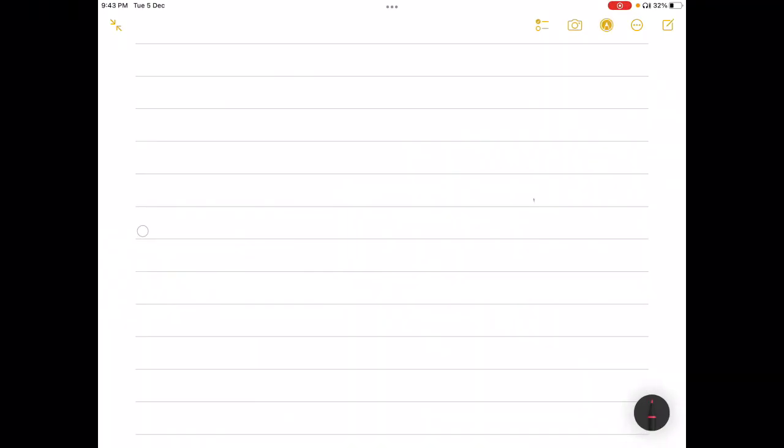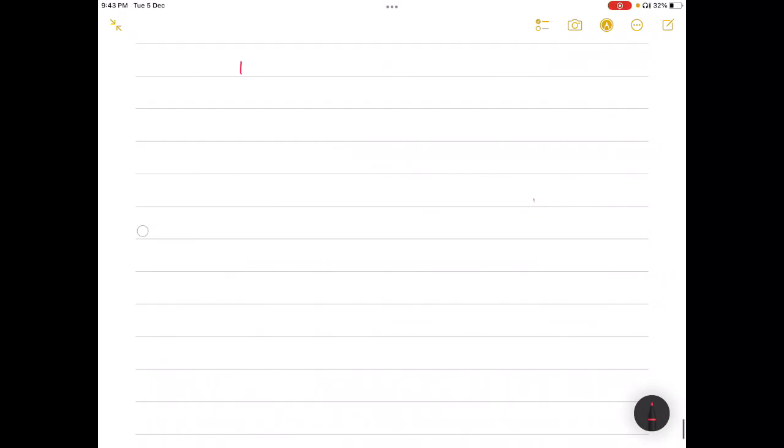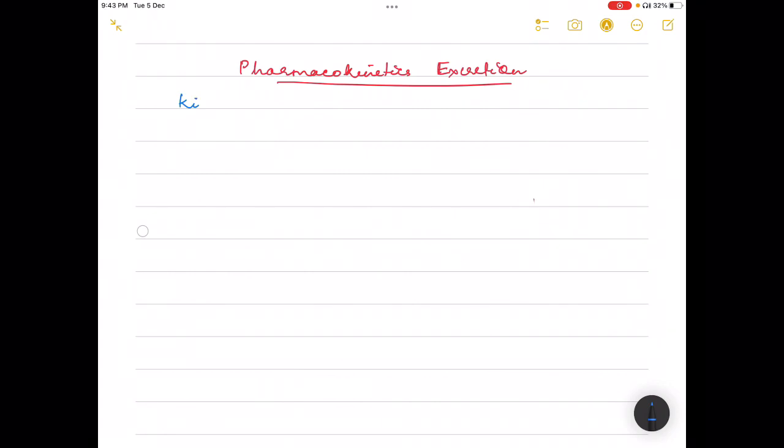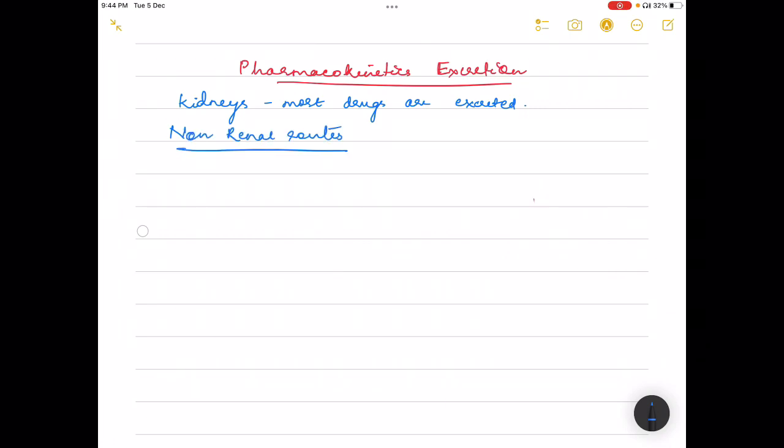Students, today we will be discussing the last part of pharmacokinetics, that is excretion. Most of the drugs are excreted through the kidneys. However, drugs can also be excreted through non-renal routes. And these non-renal routes are, first, the liver. They may be metabolized in the liver and excreted in the bile through feces.